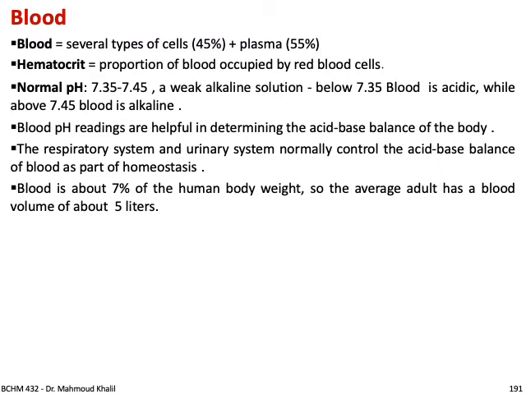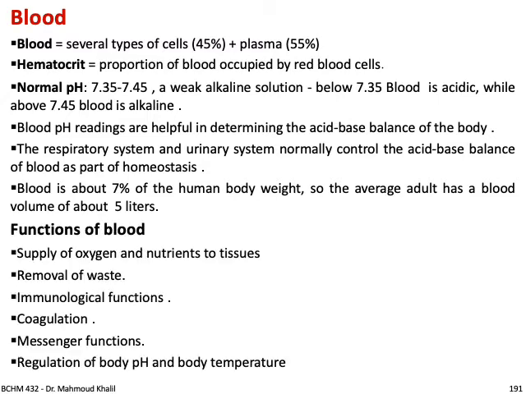The respiratory system and the urinary system normally control the acid-base balance as part of homeostasis. Blood is about 7% of human body weight, so the average adult has a blood volume of about 5 liters. The functions of blood are supplying oxygen and nutrients to tissues, removal of waste, immunological functions, coagulation, messenger function, and regulation of body pH and body temperature.